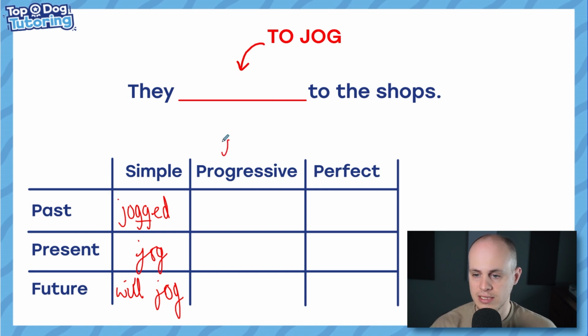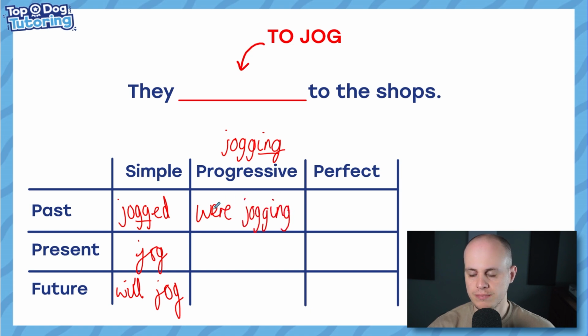Progressive tense means I need to use the word jogging in all 3 of them. So let's make them make sense with another verb before. Past tense, they were jogging. Notice it's not they was jogging. We use were when it's a plural because they means more than 1 person. If it was 1 person like I, it'd be I was jogging. They were jogging. In the present tense, it's they are jogging.